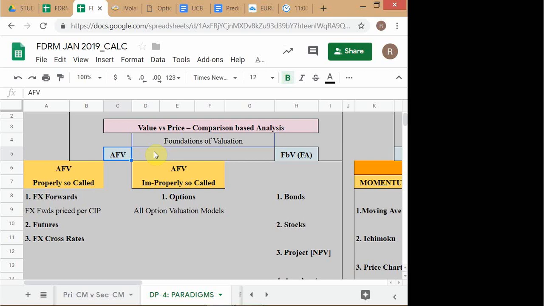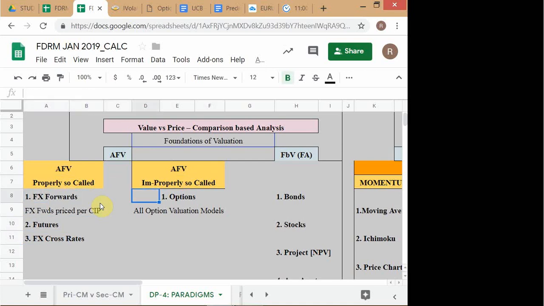AFB I'm not going to go into right now. I'm just giving you the categorization, how to understand this. There's a category of valuation models called AFB, and typically you'll find most of your courses, or industry courses, will not address the AFB valuation models. Some will. But essentially these are all these models: pricing of FX forwards, pricing of futures, pricing of FX cross rates. This is just for your information at this stage.